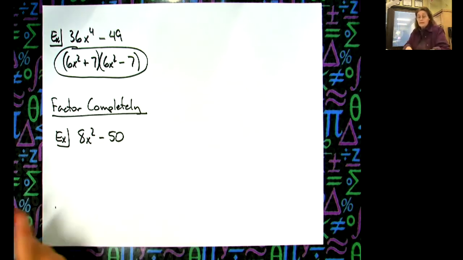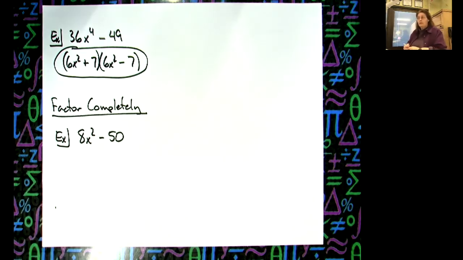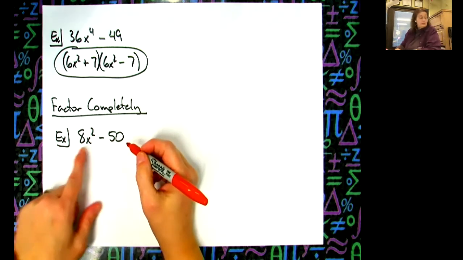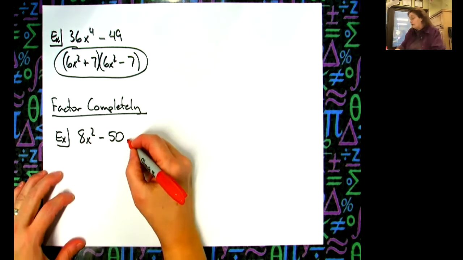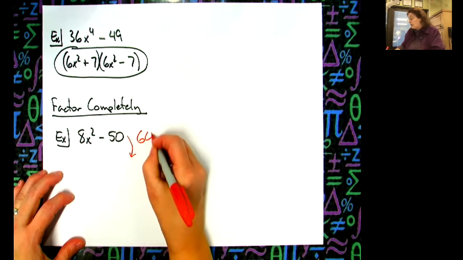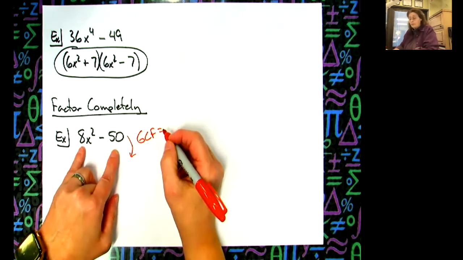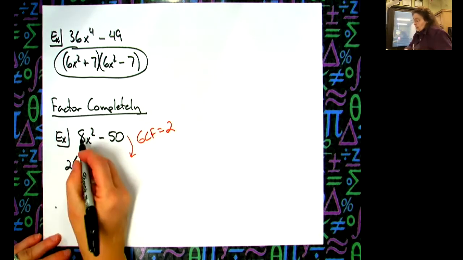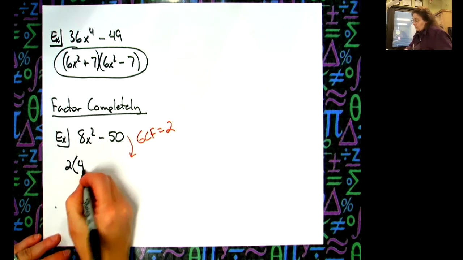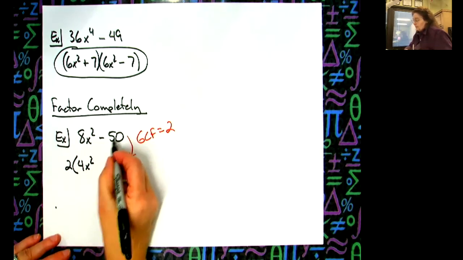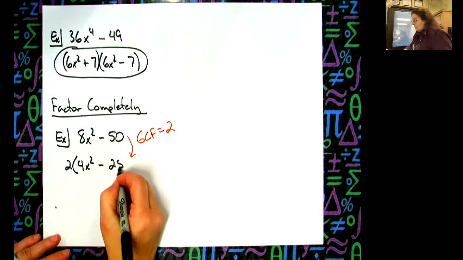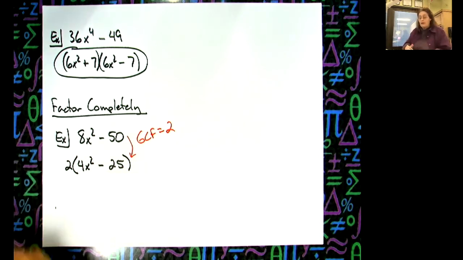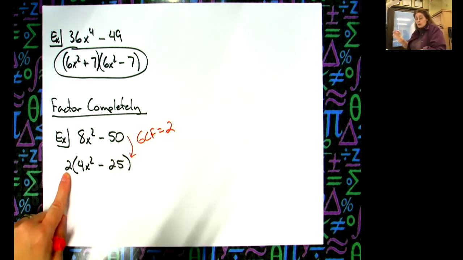But on whatever day it was, was it Monday, we did greatest common factor. These are both even numbers. So can I take a greatest common factor out? If I take a greatest common factor out, it would have to be the biggest number that goes into both of those, which would be 2. So if I take out a greatest common factor first, 8 divided by 2 gives me a 4. The x squared would stay. 50 divided by 2 is 25. Now, like we had done earlier, this 2 just kind of hangs out in the problem.